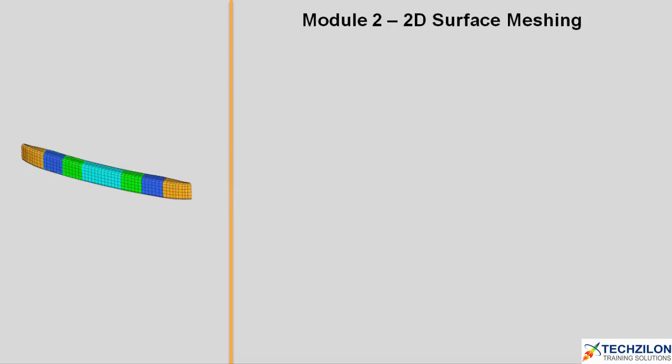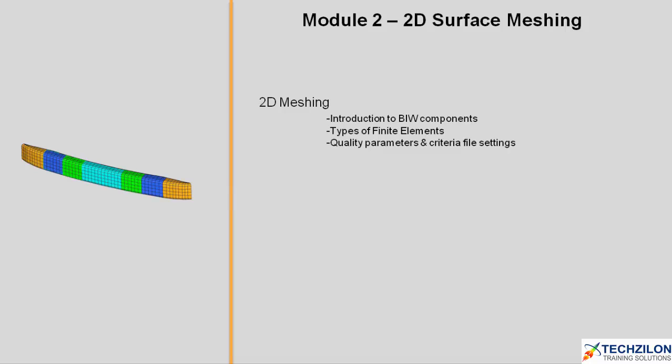In Module 2, we'll be going through 2D surface meshing. Under this, you will learn 2D meshing of sheet metal components, such as introduction to BIW parts, types of finite elements, quality parameters and criteria file settings, 2D meshing using AutoMesh of a B-Pillar.